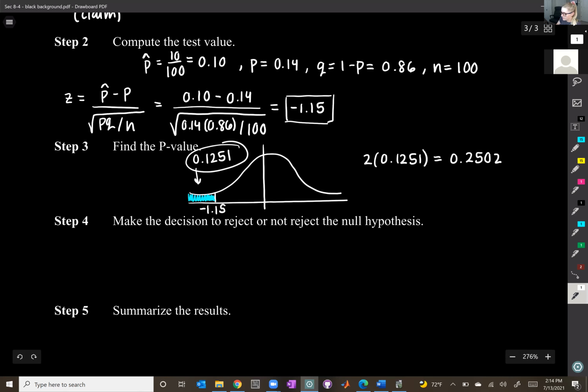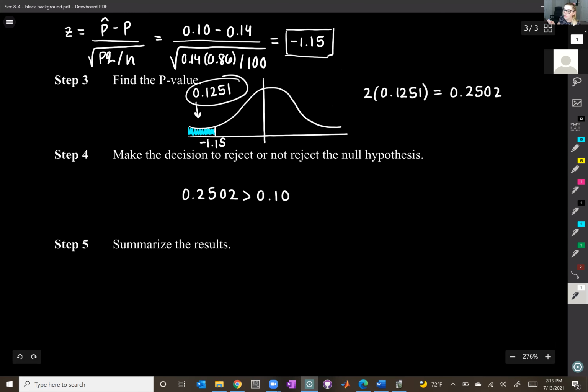All right. So in order to decide whether we reject the null or not, we look at the p-value and how that relates to alpha, or our level of significance. Well, 0.2502 is definitely going to be bigger than 0.10. So unfortunately, that means that we cannot reject the null hypothesis.